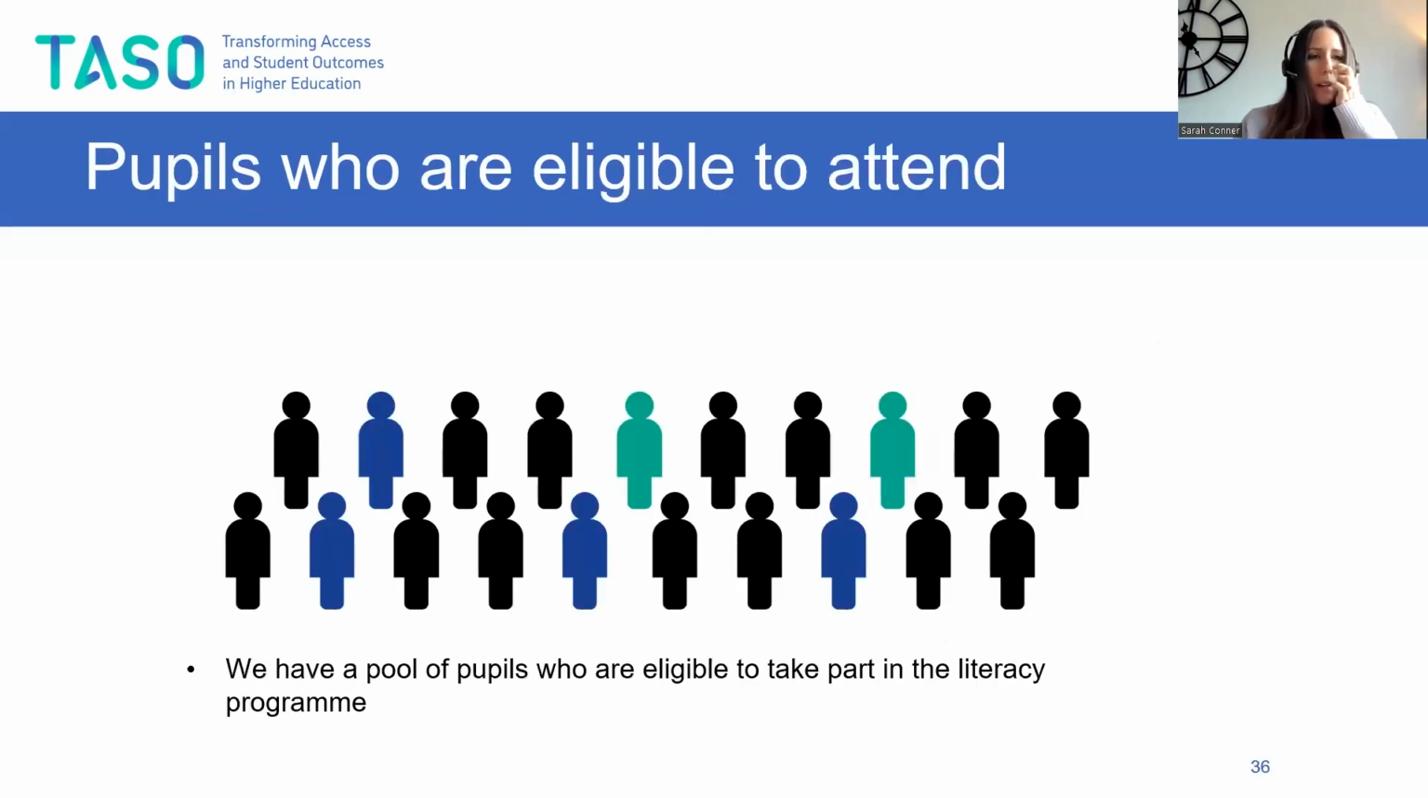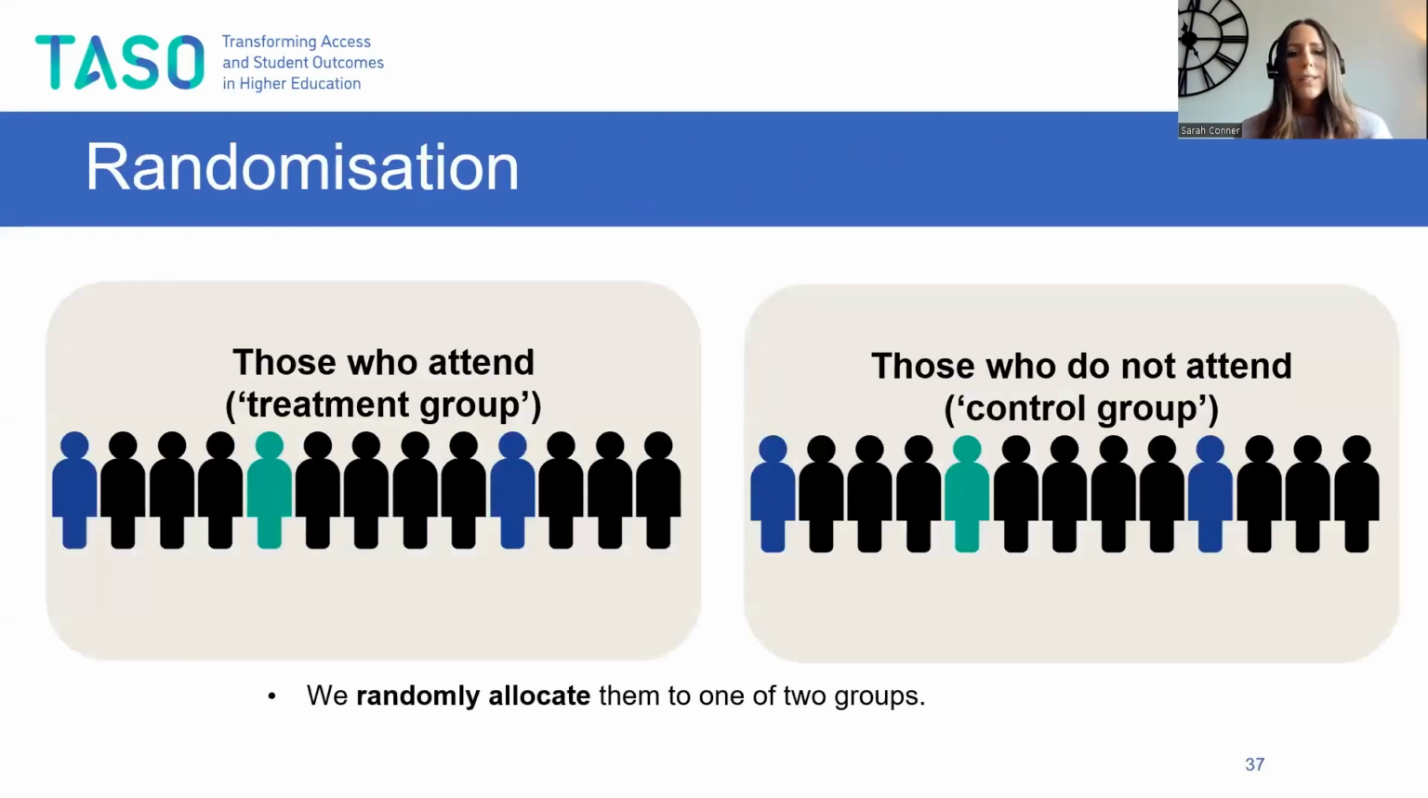So if we're going back to our literacy program example, we've got a pool of eligible students who are able to attend. This might be based on their current test scores in English. So you're targeting students who are below perhaps a certain threshold in an English test, and they're able to take part in the literacy program. And the best way to improve the comparison group, to create this type 3 evidence, is through randomization, so a randomized controlled trial.